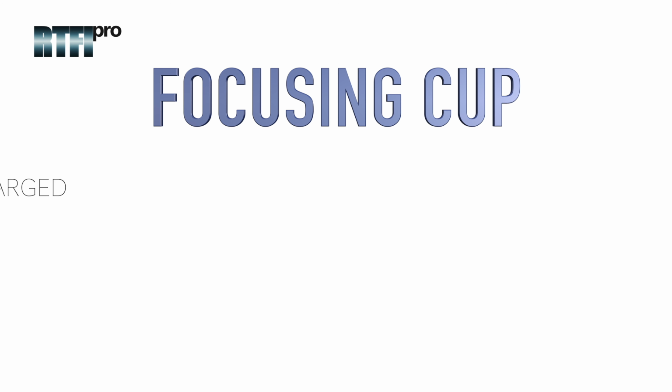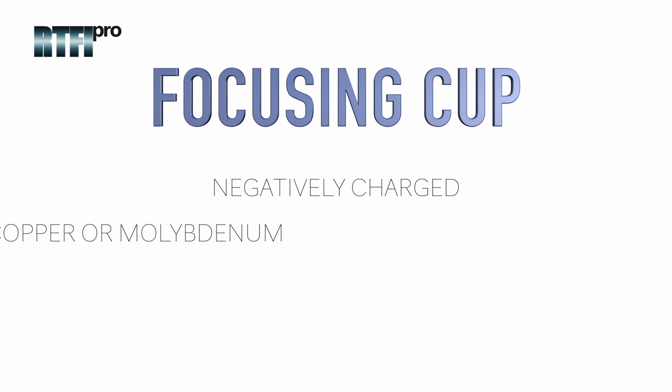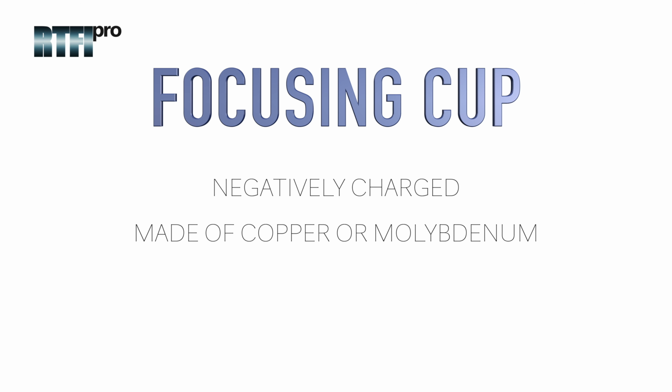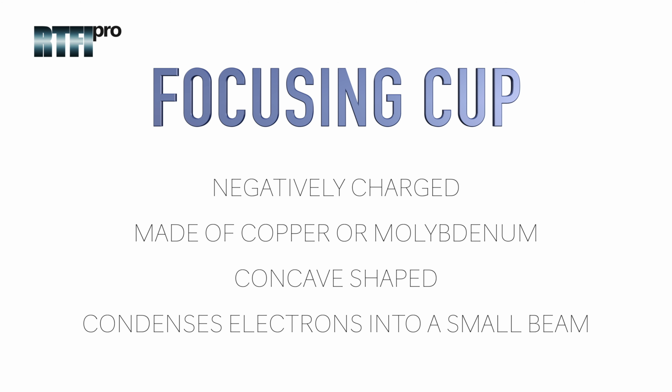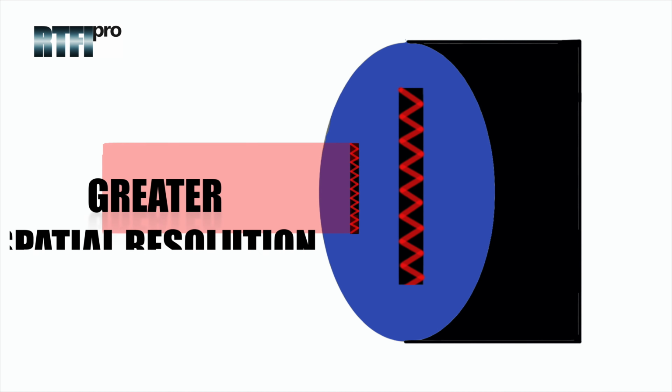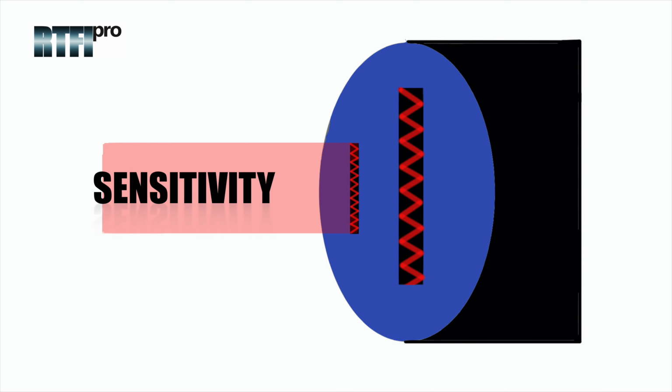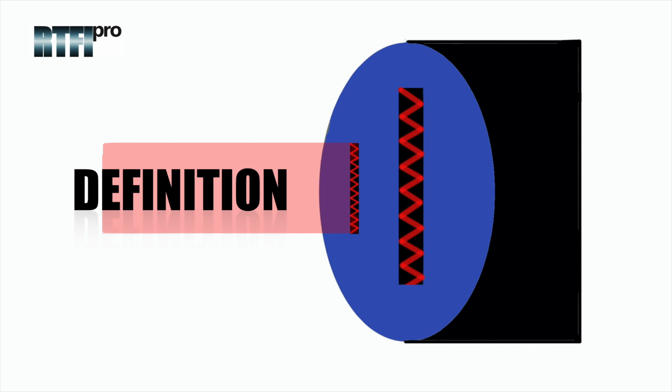It is negatively charged, typically made of copper or molybdenum, concave shaped. Primary purpose is to condense the electrons into a small beam towards the anode. As we previously discussed the small and large filaments, the smaller filament creates a narrow aligned X-ray beam, resulting in greater spatial resolution, sensitivity, and definition of the radiograph.